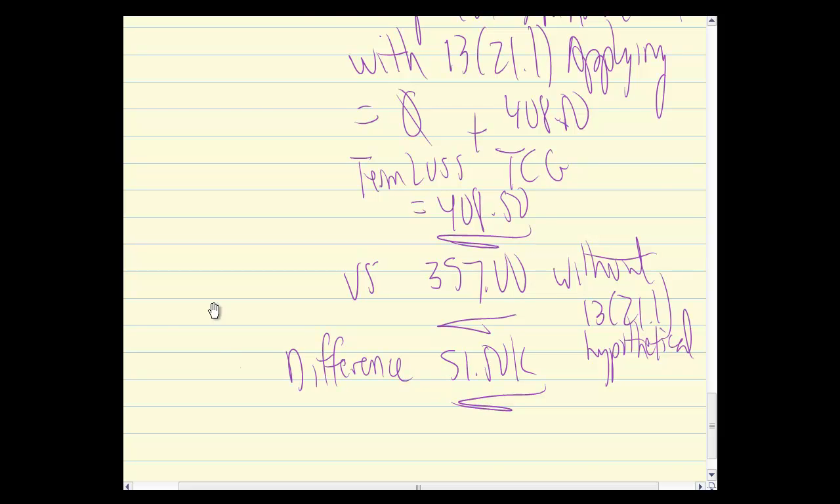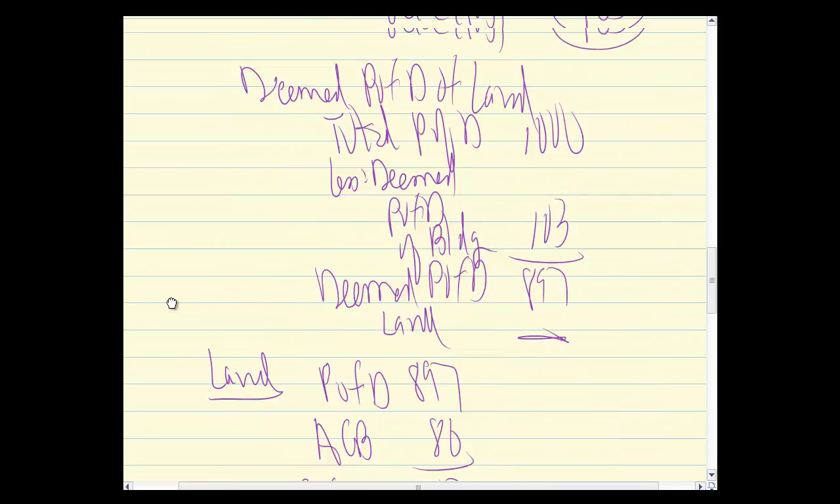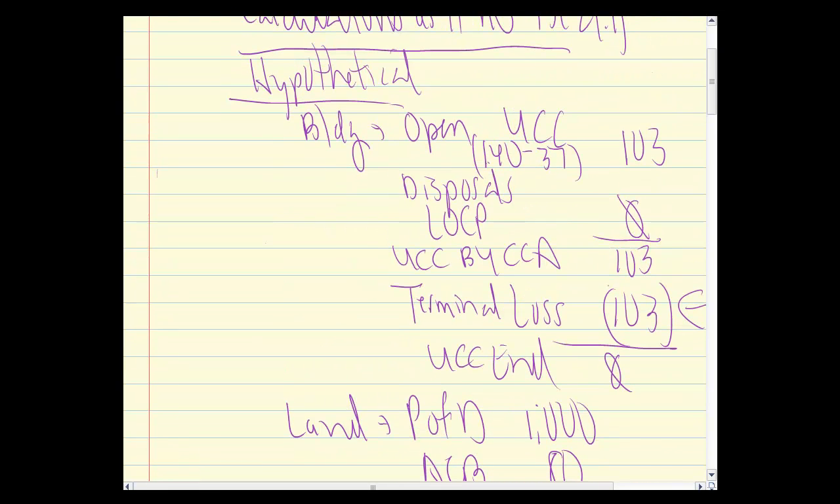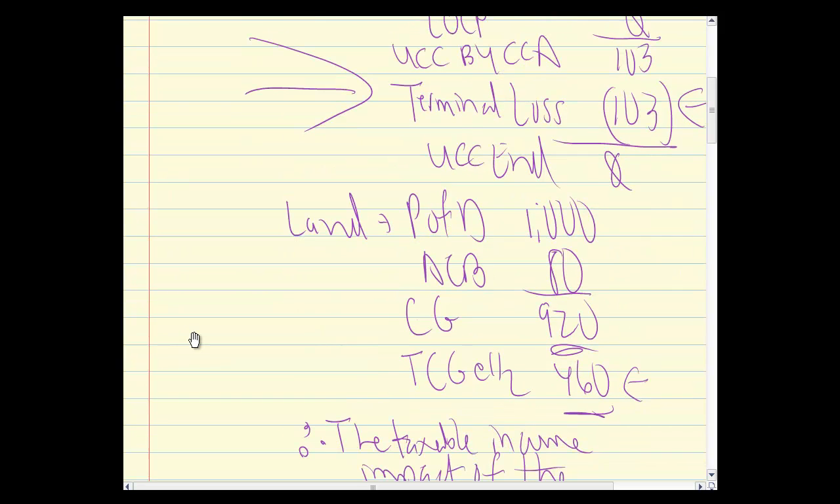Okay, take a look at what happened here. Without 1321.1, we had a terminal loss of $103,000. Agree? And we had a taxable capital gain of $460,000. Agree? So our net income implication was 357, this minus that. By doing 1321.1, this number, what did it become?